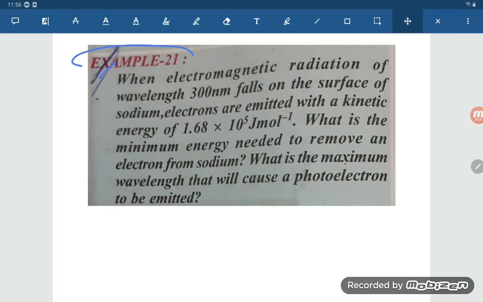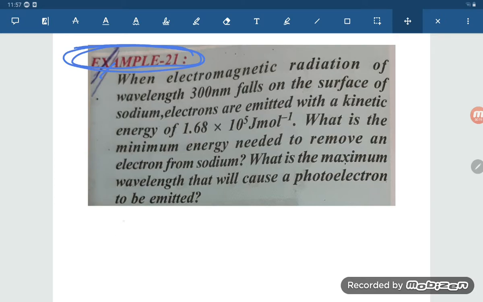Students, problem number 21. This is an example from the Narayana NEET book. You see what the problem is, students. Many students are facing problems in calculation and in understanding the concepts. So what they are saying: electromagnetic radiation of wavelength 300 nanometer.